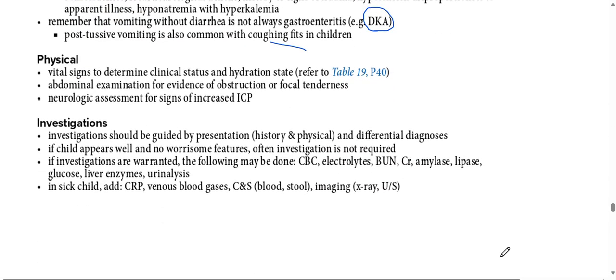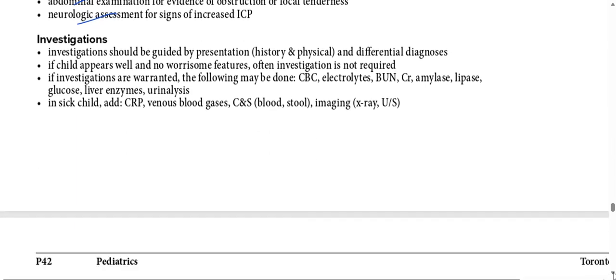Okay, physical examination: vital signs we need to check to determine the clinical status and dehydration. Abdominal examination for obstruction or focal pain or tenderness. Neurological assessment for signs of raised ICP. Next, investigation should be guided by presentation, history, and physical. If the child appears well and has no concerning features, investigation is not required.